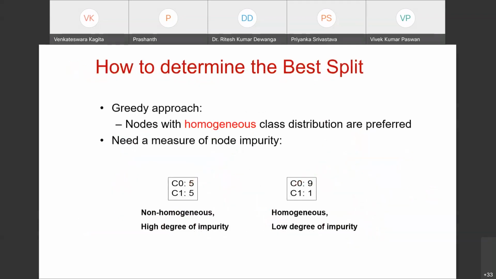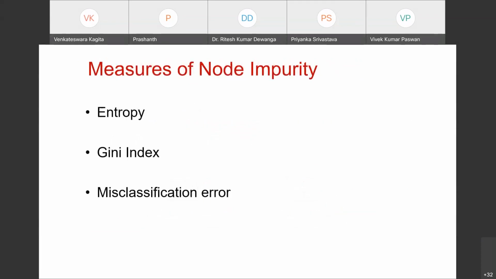So how do we define that purity? Okay, we'll see that. So we follow greedy approach. Nodes with homogeneous class distribution are preferred. So we need a measure of node purity. So if you see this class 0, 5, class 1, 5, these have got non-homogeneous classes, high degree of impurity. If you see this class 0, 9 and class 1, 1, this has got homogeneous classes, low degree of impurity. Right. So how do we define this impurity or purity? We cannot always just check like this and determine whether it is pure or impure. We should have some measure to define the purity or impurity.